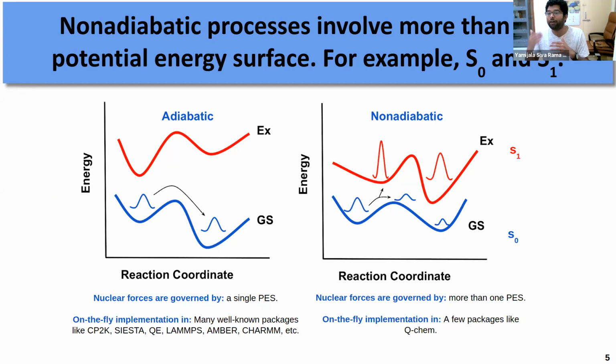There the wave function is like a superposition of more than one potential energy surface, and accordingly the nuclear motion is governed by many potential energy surfaces. While there are several software packages to simulate adiabatic dynamics, the on-the-fly implementation of non-adiabatic dynamics methods is pretty scarce. And as I will be showing, we have implemented a few of the non-adiabatic dynamics methods in the DFTB plus package.